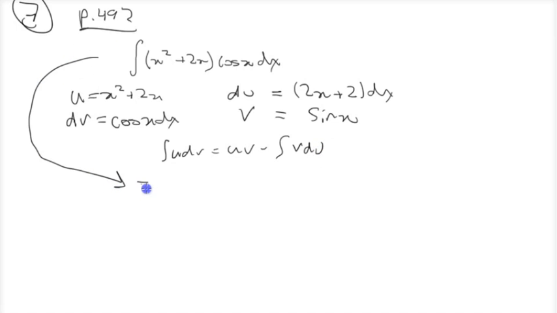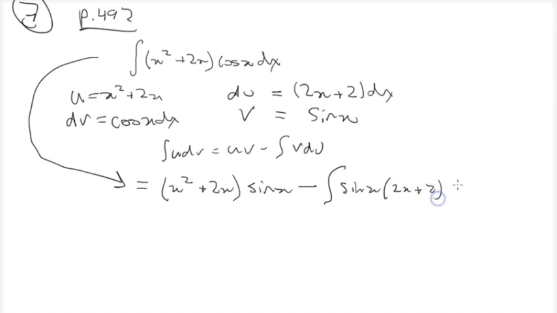We'll bring this down, and we're just going to make all these substitutions. u times v is x squared plus 2x times sine x, minus the integral of v du, so that is sine x times 2x plus 2 dx. Now, this integral we still don't know how to solve. But we can use the integration by parts technique one more time, and then we will be able to solve it. I can tell you in advance that this one, you will be able to solve.